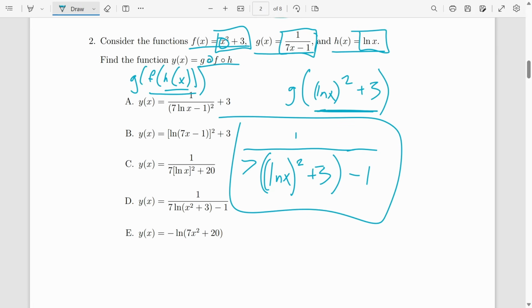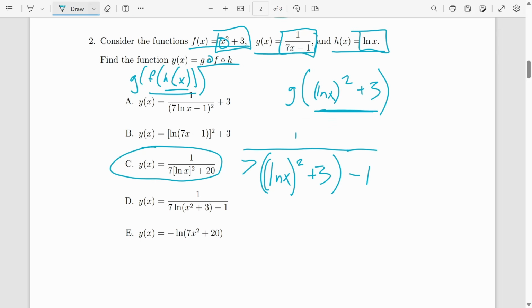Oh, it is really close to C. So if you look at C, it's like super close. It just wants us to multiply the 7 out. So if we do that, we get 1 over, this becomes 7 ln x squared, extra parenthesis, plus 21 minus 1, which becomes plus 20. So that's how I got the answer of C.